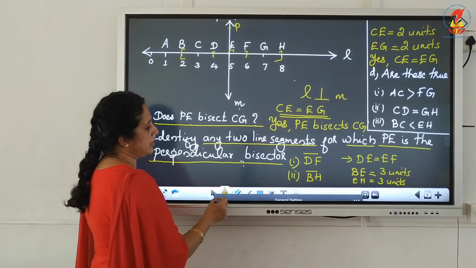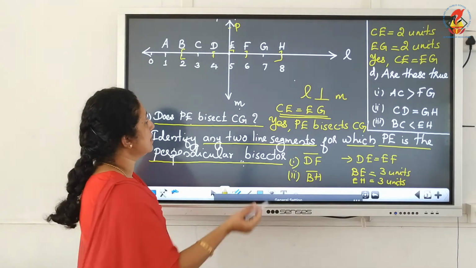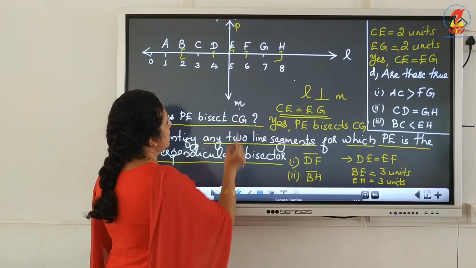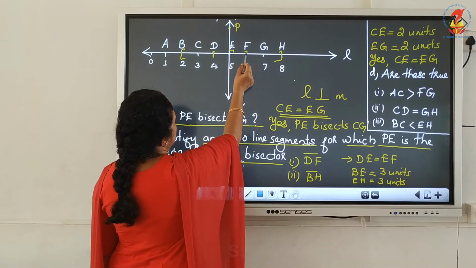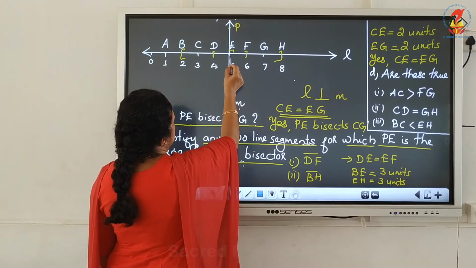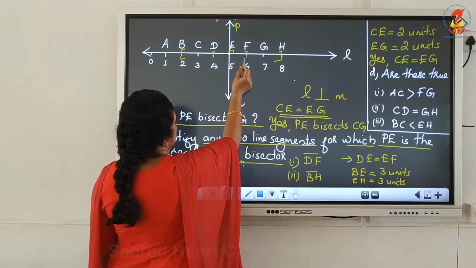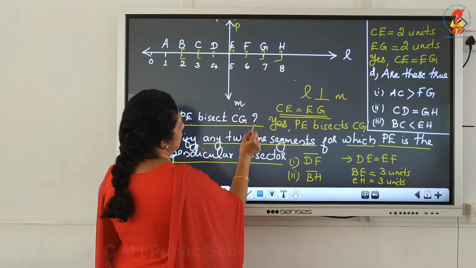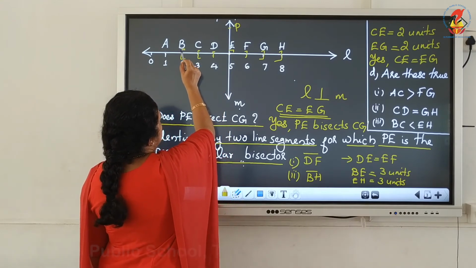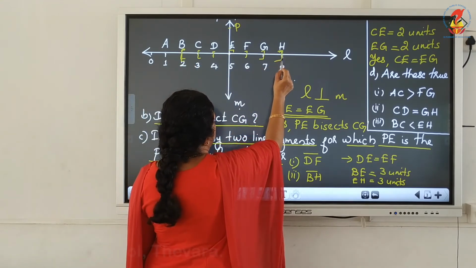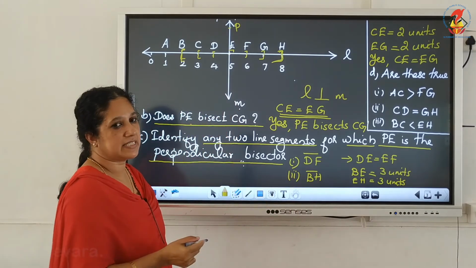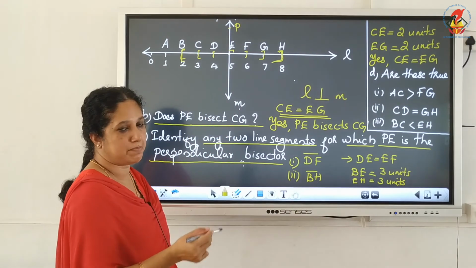So, we have to find out two line segments for which this P is the perpendicular bisector. So, the first one is DF, for which P is the perpendicular bisector. Next we can take CG, it is already given, and the next one we can take as BH. So, the answer is line segment DF and line segment BH.